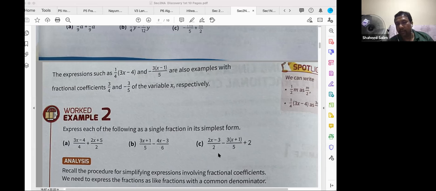You want the denominator to be the same. So how to do? This one is 2 over 1. You know, right? 2 whole is 2 over 1. So now you're going to make it 10, right? You times by 5, and this one you times by 2. How to make the denominator the same? You times by 10, become 10. Times by 10, so I've got 20.